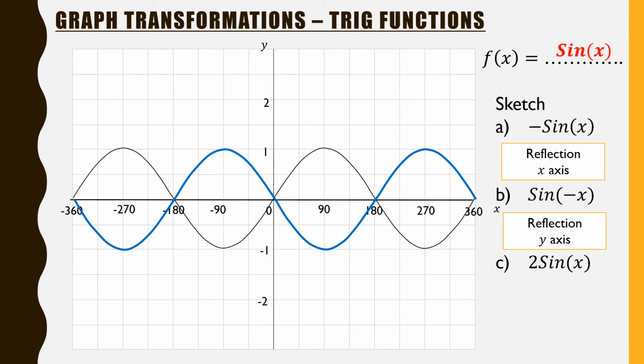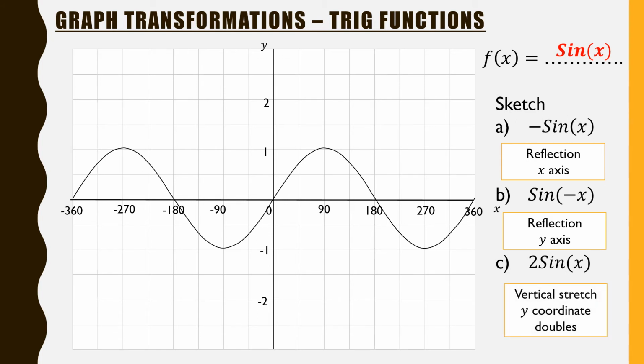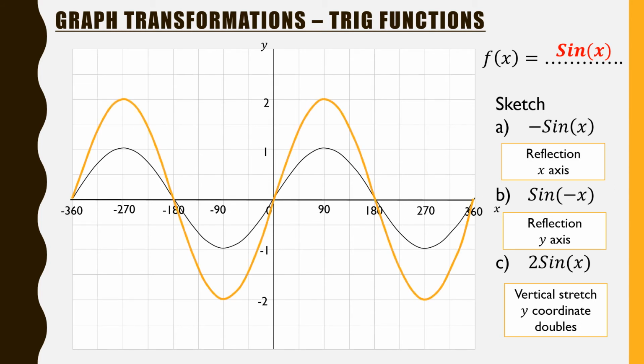And on C, we have our 2 in front of the function, which means it's going to be a stretch, but we're doing a vertical stretch, which means that the y coordinate is going to double. So if I was to draw that out, look at all my y coordinates, they've doubled, but my x coordinates have stayed the same. It's still crossing at 360, minus 360, minus 180, 0, 180, and 360.